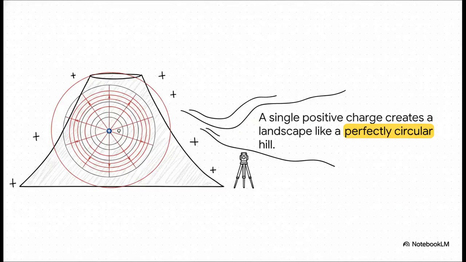Let's start with the simplest landscape you can imagine, a single positive charge. What does it make? A perfect symmetrical hill. The potential, or the altitude, is highest right at the center, and then it just drops off smoothly in all directions.